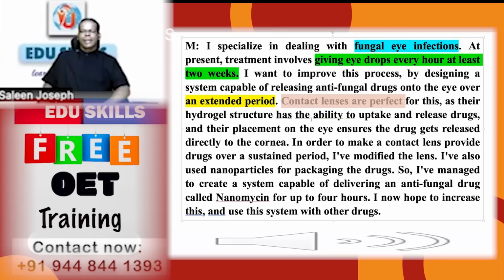Their hydrogel structure has the ability to uptake and release drugs, and their placement on the eyes ensures the drug gets released directly to the cornea. In order to make a contact lens provide drugs over a sustained period, they have modified the lenses. The changes they need: an extended period and a sustained period. They have modified the lenses. So that's the solution. Modifying these contact lenses.